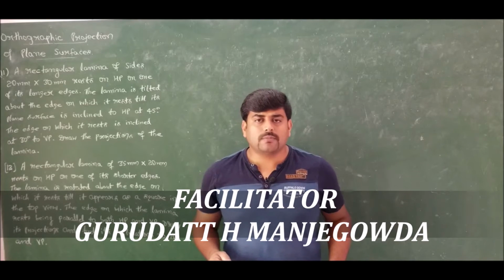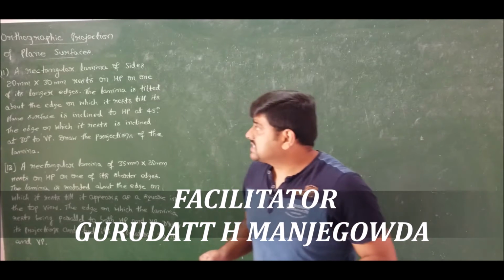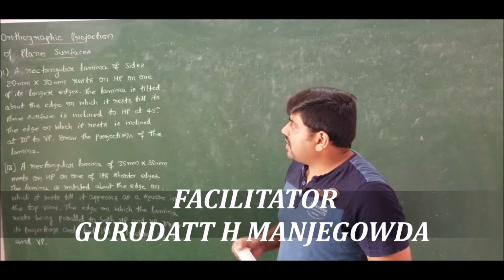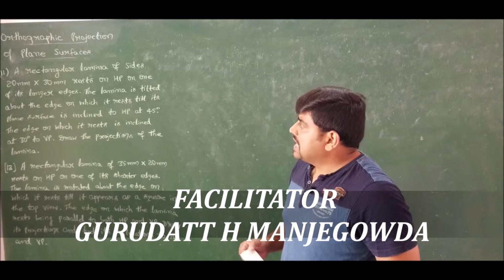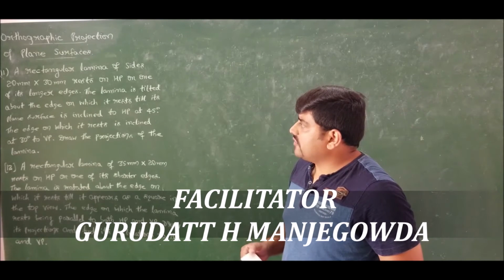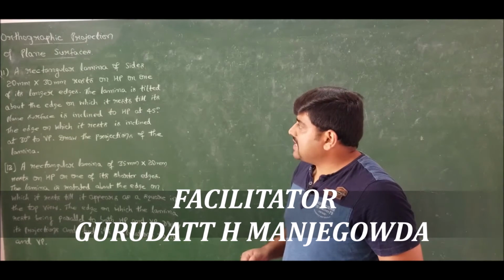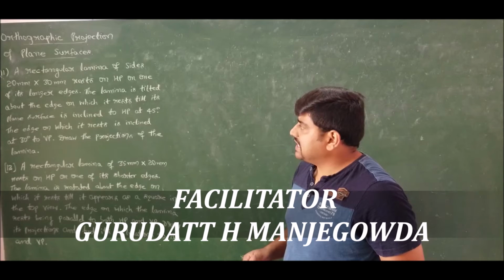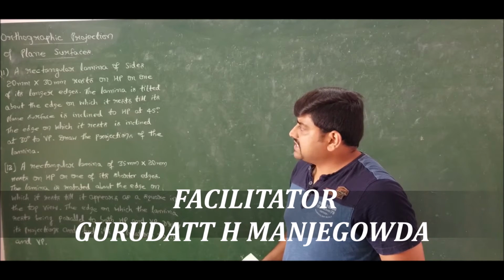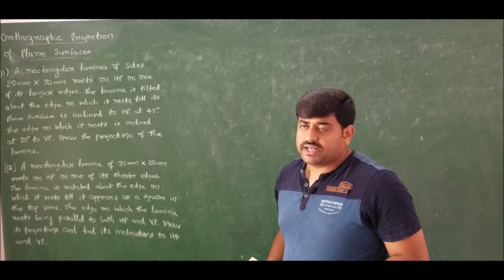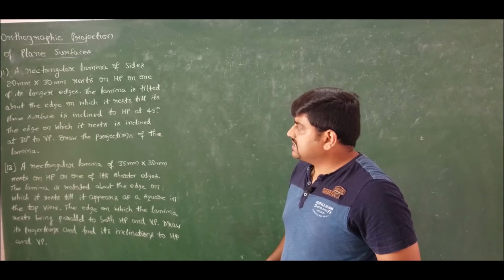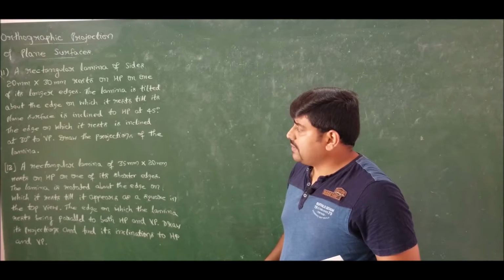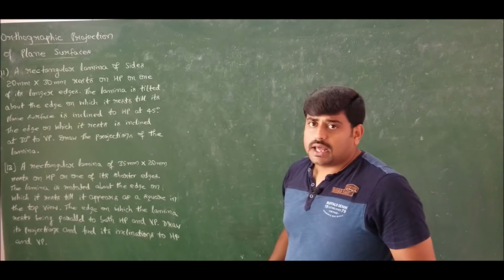Moving ahead, the problem number 11 of our discussion states that a rectangular lamina of sides 20 mm cross 30 mm rests on HP on one of its longer edges. The lamina is tilted about the edge on which it rests till its plane surface is inclined to HP at 45 degree. The edge on which it rests is inclined at 30 degree to VP. Draw the projections of the lamina.